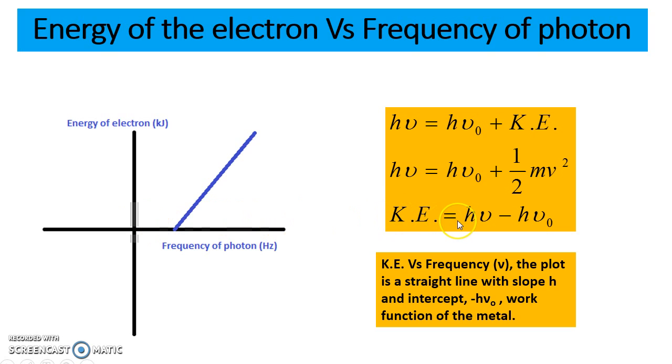The slope of this curve, which is basically kinetic energy versus nu curve, gives the value of the Planck's constant and the intercept giving us the value of the work function of the metal. When the plot is extended to the y-axis, we get the value of the work potential or work function of the metal.